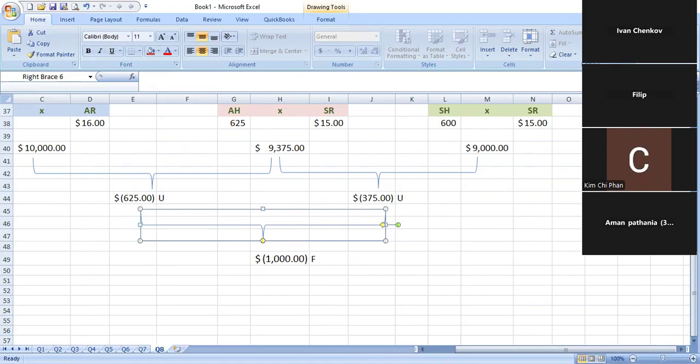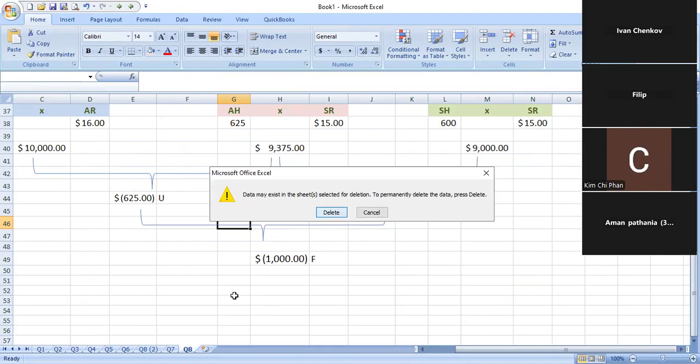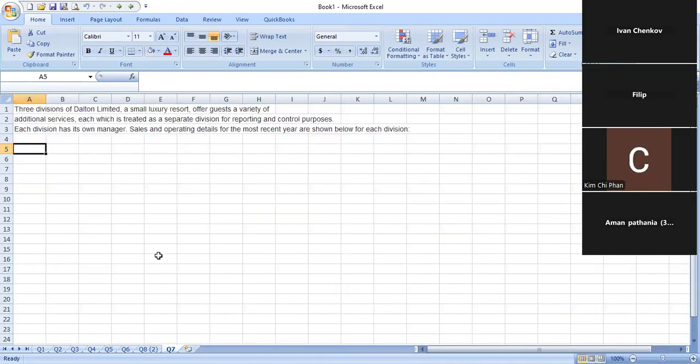Make sense? Yes. Questions? Questions at this point? Good. Okay, so let's go to the new question then. If we're all good, let's go to the new question.